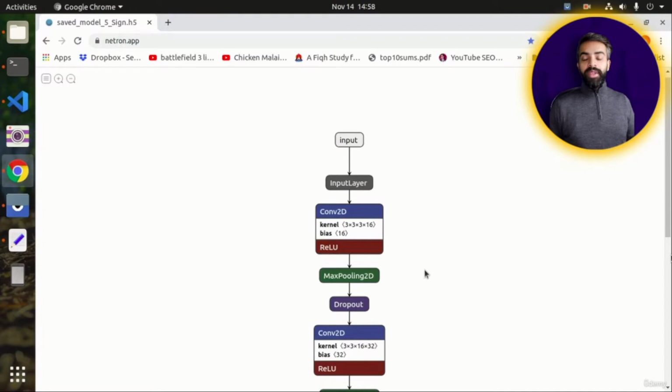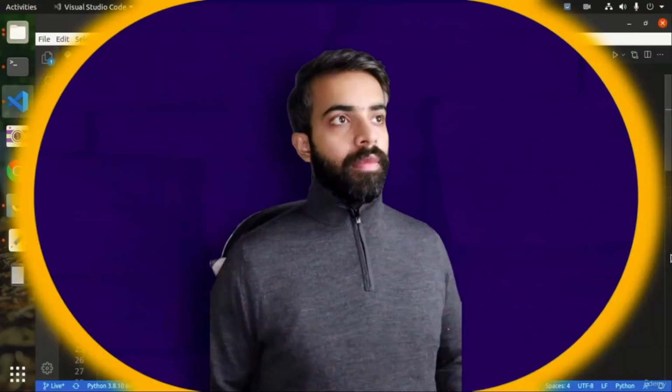Now that we have trained our model and it has achieved a reasonable accuracy on the test set and the training set, we can move on to attaching this particular model to our sign detection module and seeing the results. So let's do that. All right.